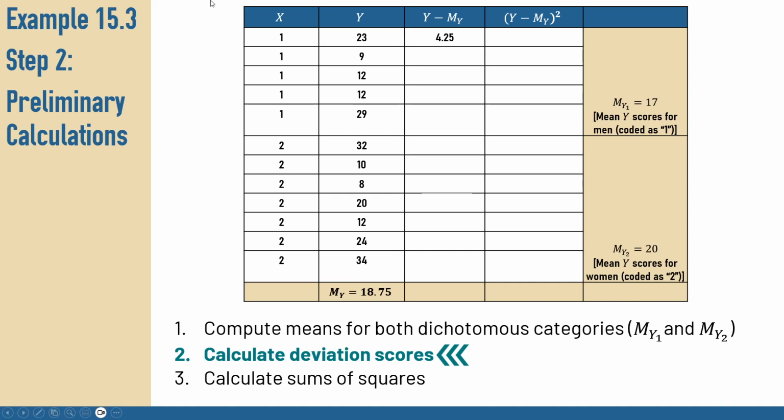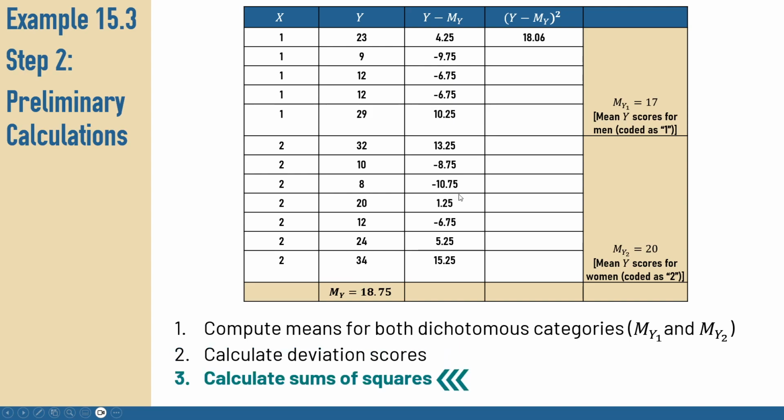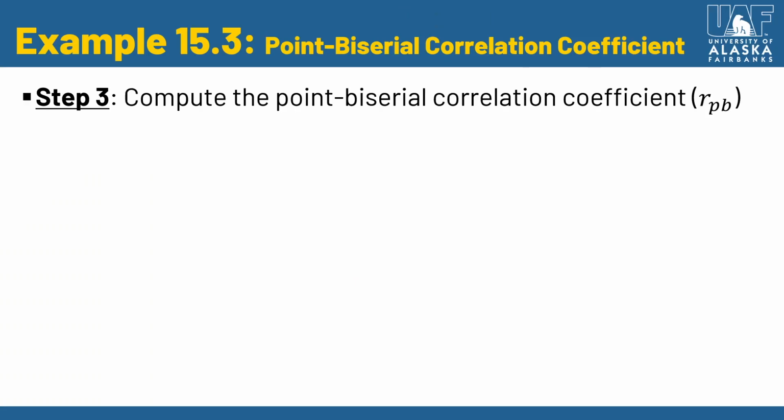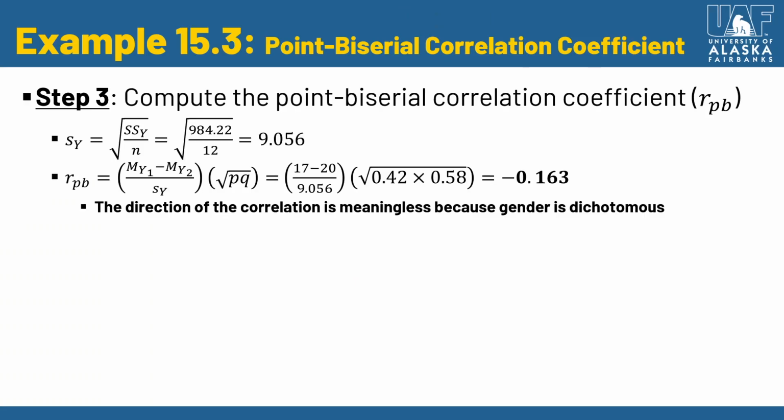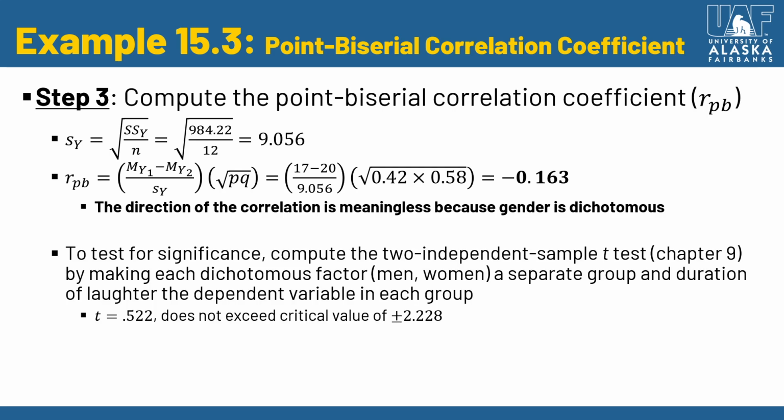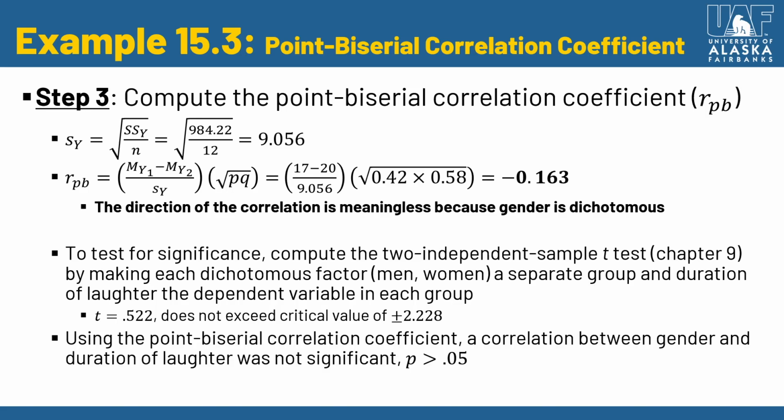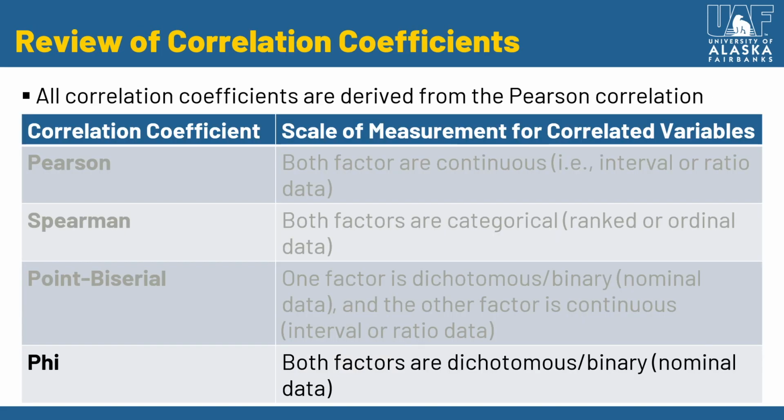Calculate deviation scores. Yeah, so you can go ahead and do that for all these. Sums of squares, sum them, right? Again, same general principle, just a slightly different setup. We'll plug stuff in. Here we'll get a negative correlation, but in this case, it's meaningless because gender is dichotomous, so we can just ignore that. And then, yeah, test for significance, basic stuff, right? In this case, it was not significant.